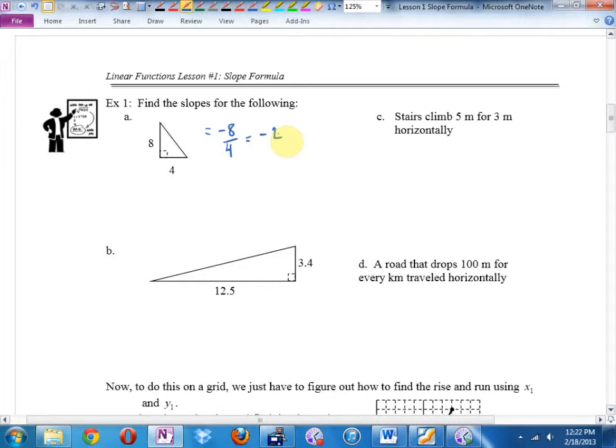Does anybody know what's the symbol that we use for slope? We can't use S. It's taken by something else.